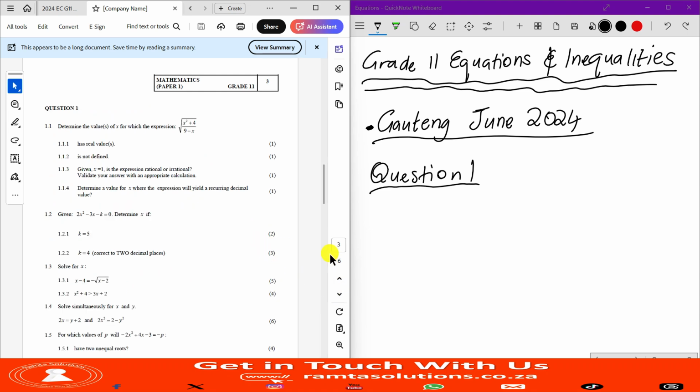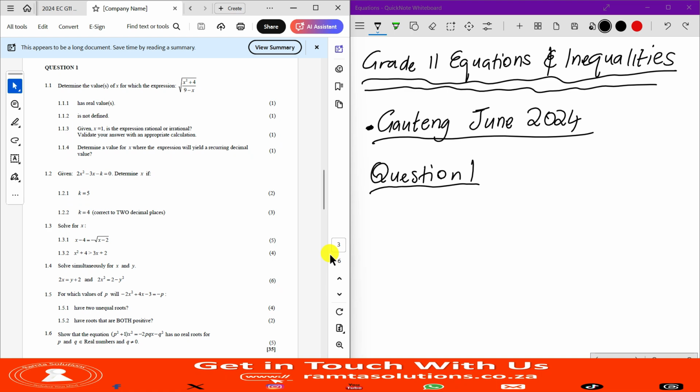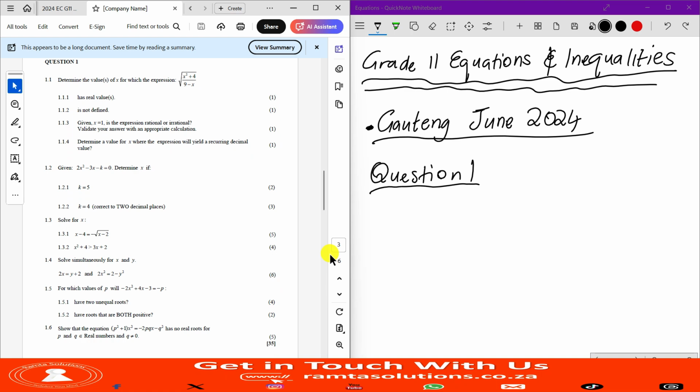Now, note, this question is 35 marks. What does it mean? 35 marks means we should spend at most 35 minutes on this question. However, if we cannot spend 35 minutes, don't take more than 5 extra minutes. Say, for example, 35, 40 at most. This is when it's a bit difficult.